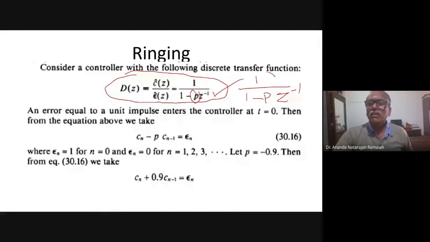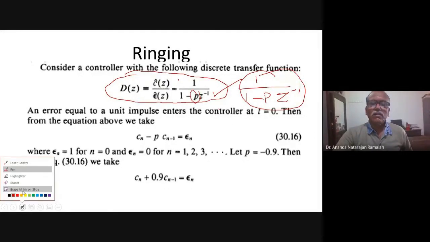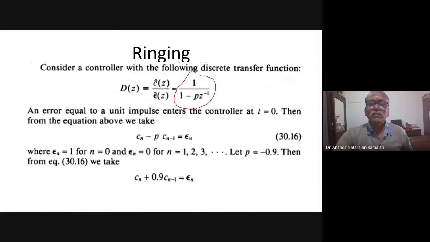If this is the controller, let us realize this. D of z is equal to C of z by E of z. This is the controller transfer function, 1 by 1 minus p z power minus 1.